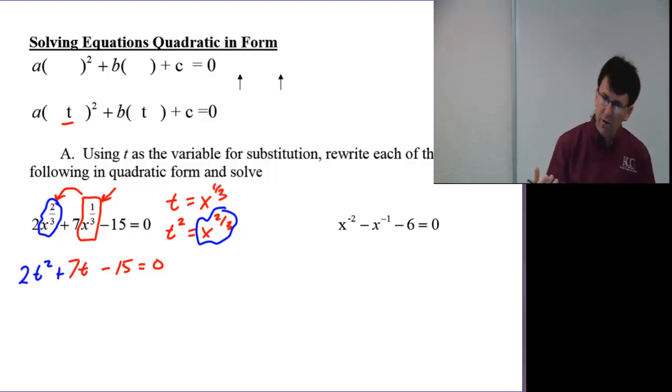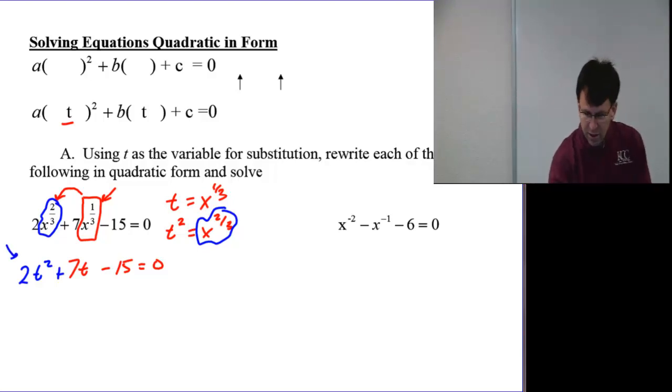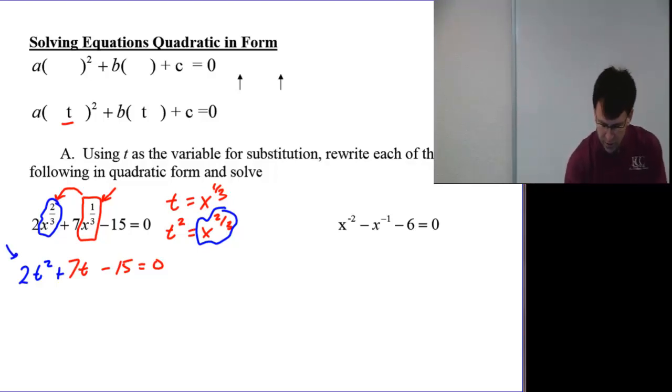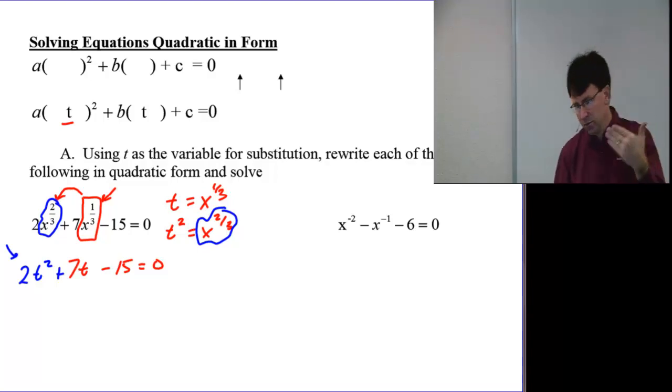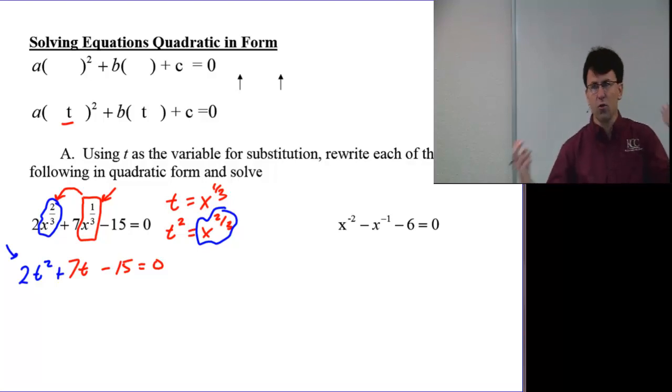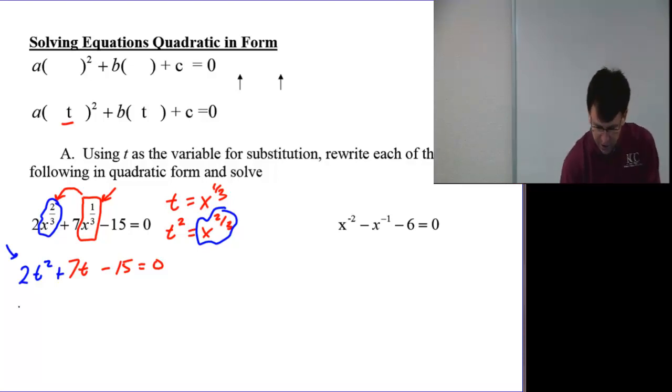So it's quadratic in form. A substitution is made. I've now created a quadratic equation that is very solvable. I could use the quadratic formula, I could use factoring, I can use all those quadratic methods that are available to me, completing the square. In this case, I'm going to hope it factors because that's the easiest one to do. So let's see if we can factor this and make it come out to what we want.